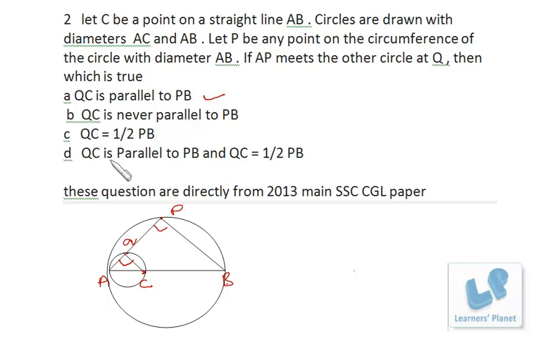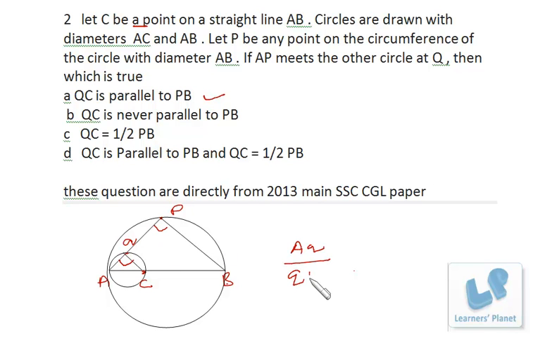Apart from that, QC is half of PB. That is this fourth option. If we check out, QC is half of PB, that we cannot say because we don't know the location of C, right? Because C is a point. It's not given that it is exactly at half or exactly at the center of the circle or where. We don't know that, right? So the relationship between QC and PB cannot be said, right?